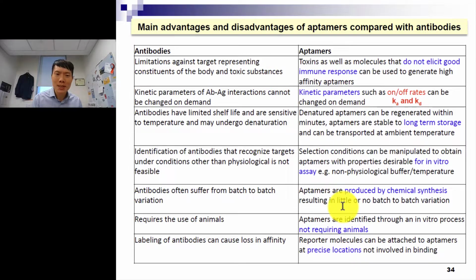Now, antibodies again, because they are more human-like and more alive, might have some variations between different batches. But aptamers, because they are controlled and produced by chemical synthesis, are highly reproducible in every batch.